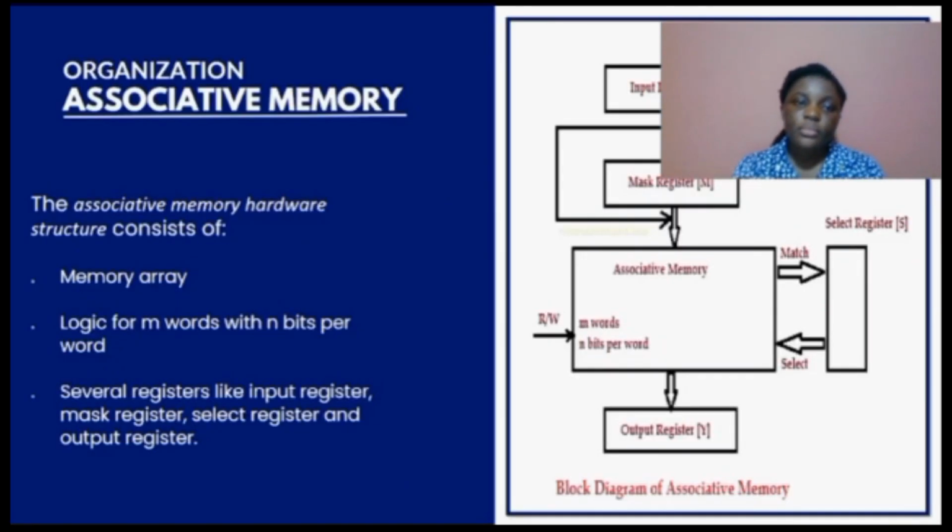locate the data. So for the organization of associative memory, as you can see in the block diagram of associative memory, the associative memory hardware structure consists of the memory array, loaded for n words with m bits per word, and several registers like the input register, mask register, select register, and output register.